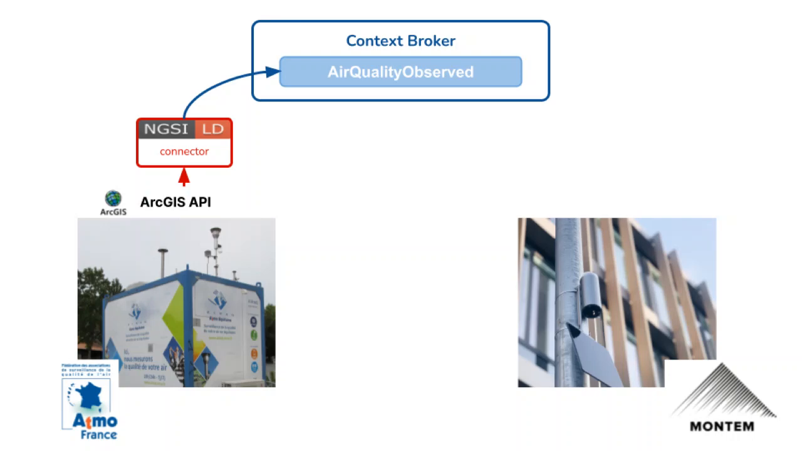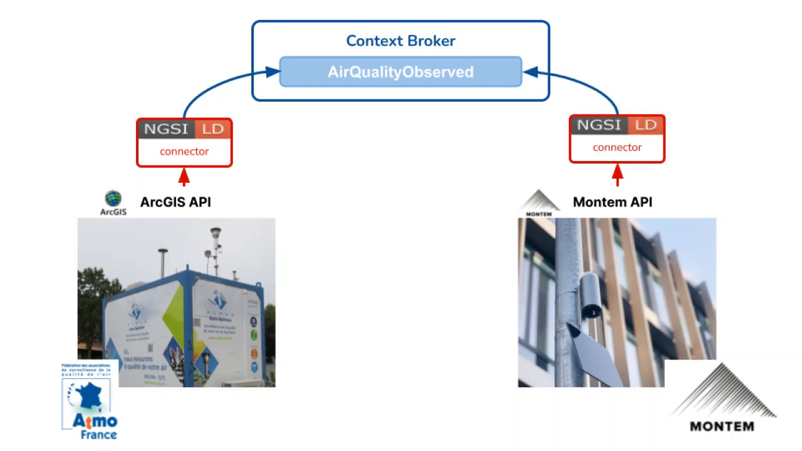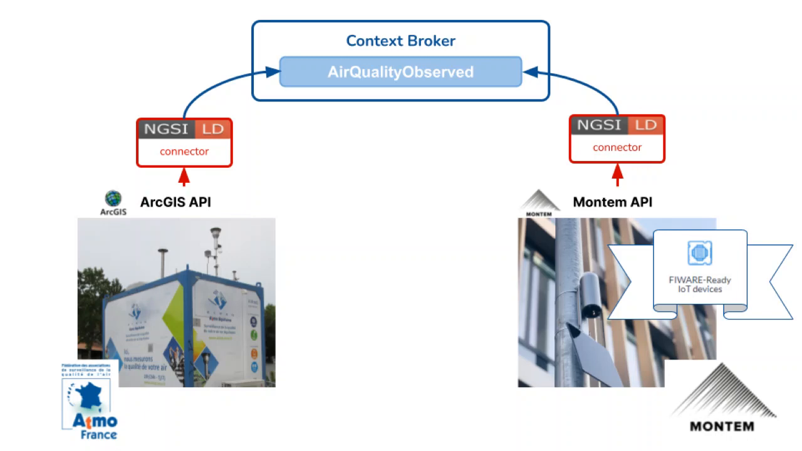And we are going to do exactly the same for the data coming from the air quality sensors provided by Montem. We are going to use the Montem API, and then they will develop an NGSI-LD connector to publish the data also as air quality observed entities. And by the way, this means that the Montem sensors will become FIWARE-ready IoT devices.